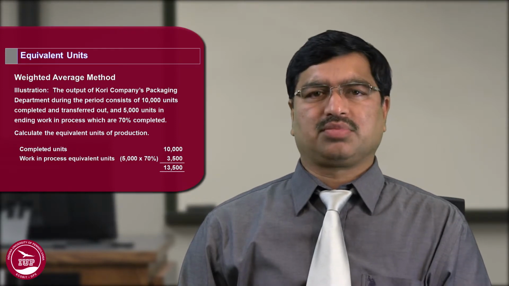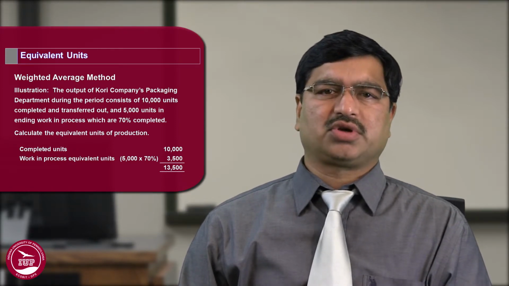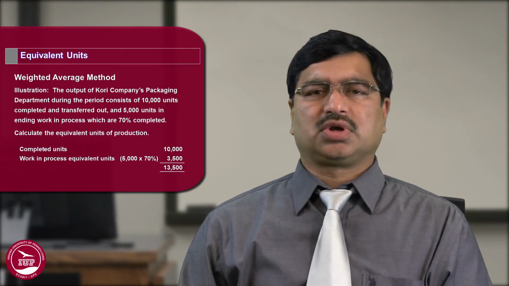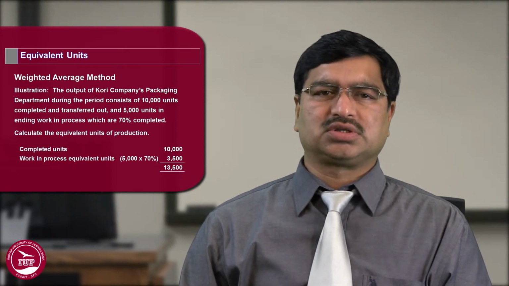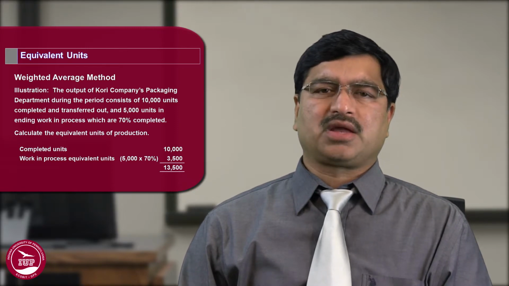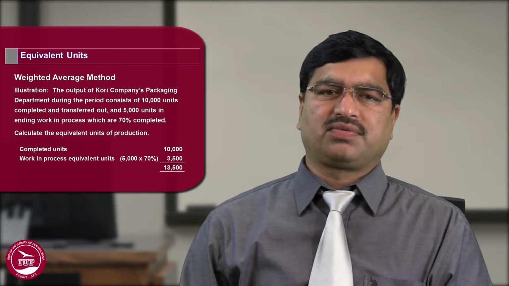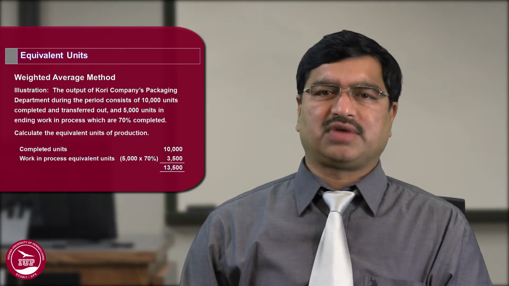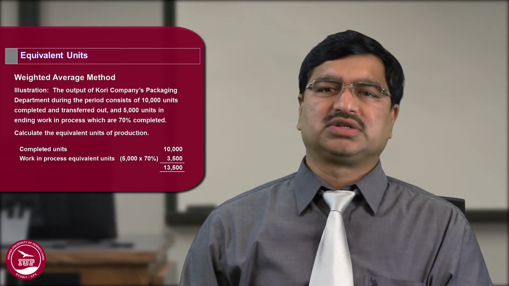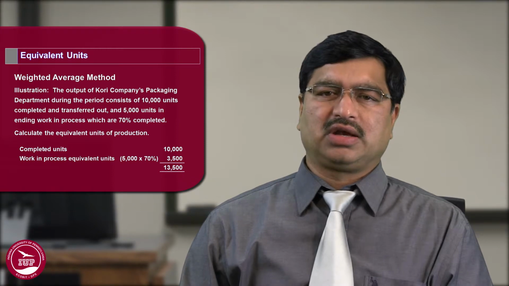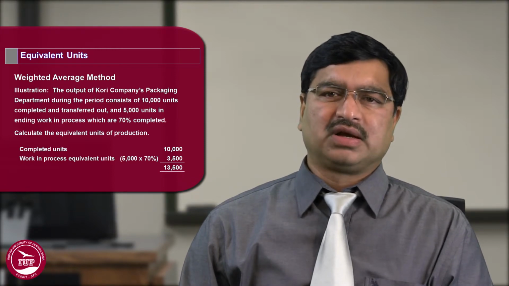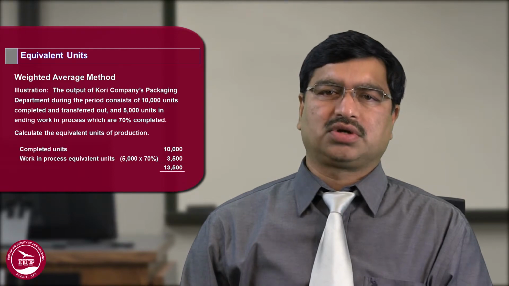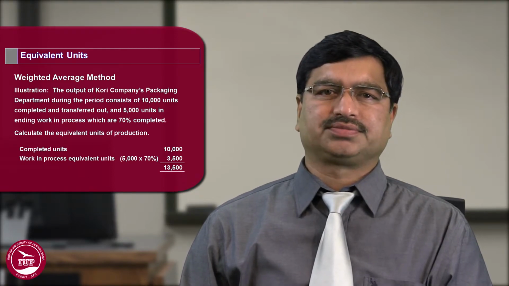Let's look at the second part. 5,000 units in the ending process are 70% complete. So as far as those 5,000 units are concerned, we will consider them equivalent to 3,500 fully completed units. We took 5,000, multiplied it by 70%, and that gives us 3,500. Adding the 10,000 units already completed, you get total equivalent units of 13,500.